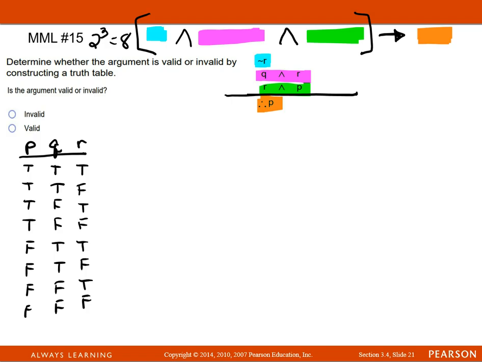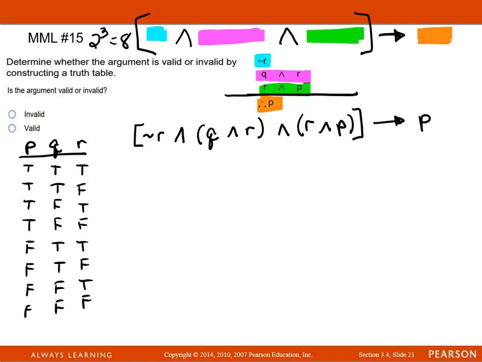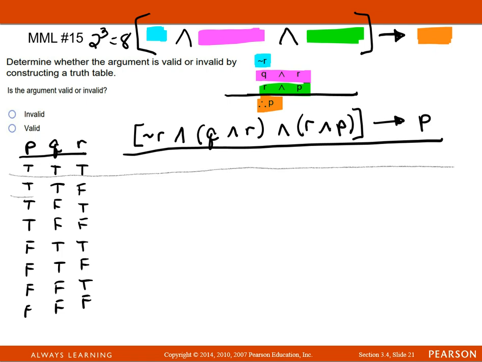Okay. And now I'm going to rewrite this. So it's going to go bracket, negation of R, and Q and R, and R and P. There's all my premises. And then the if-then symbol and the P. And then I'm going to write in my rows the best that I can.